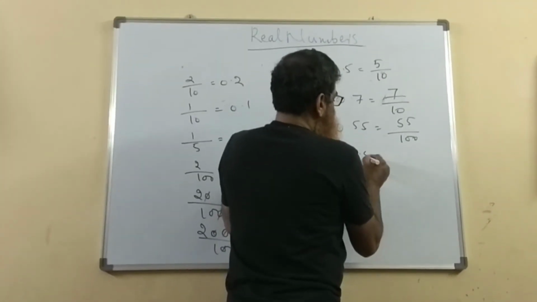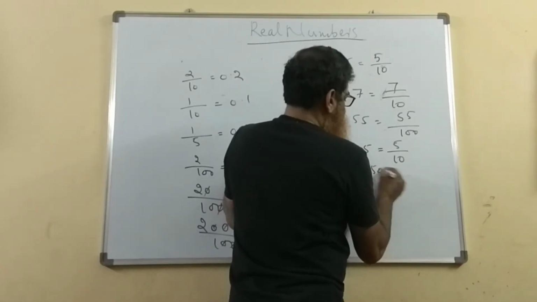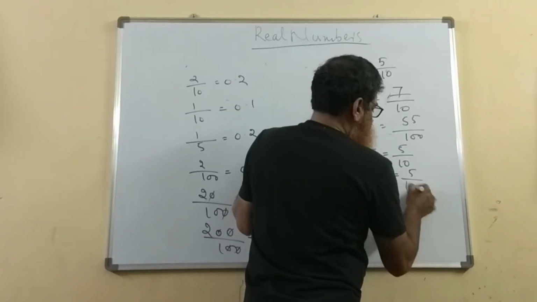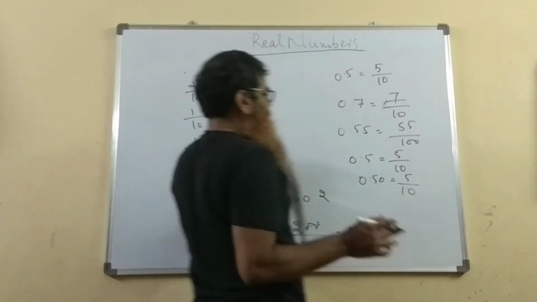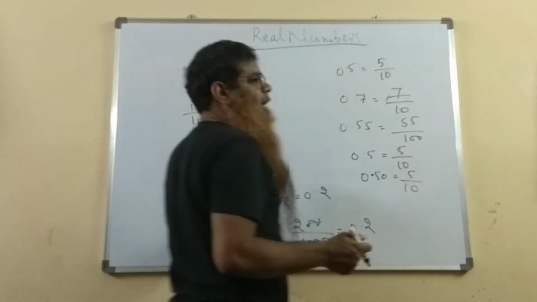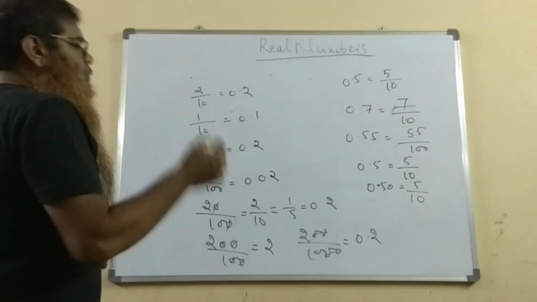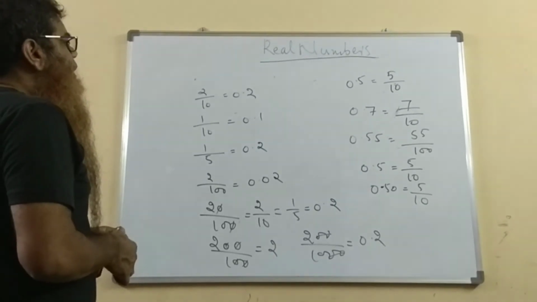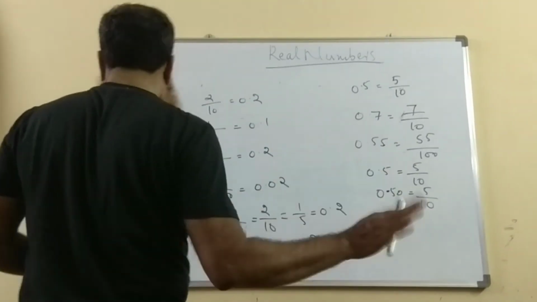If it was only 0.5, that is nothing but 5 by 10. If it is 0.50, it is still 5 by 10. The 0 after the decimal on the right side after a number has no value. So 5 by 10. So you people do many more on your own, then you will be confident about how to convert fractions into decimals and decimals into fractions.